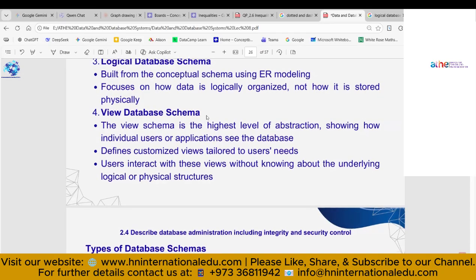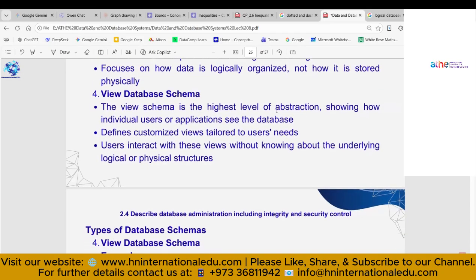Next, we have the view database schema. The view schema is the highest level of abstraction, showing how individual users or applications see the database. It defines customized views tailored to users' needs. So users interact with these views without knowing about the underlying logical or physical infrastructure. Users just have to interact with the database. They do not have to know how the database administrator physically manages this, or what the logical structure of this database is.